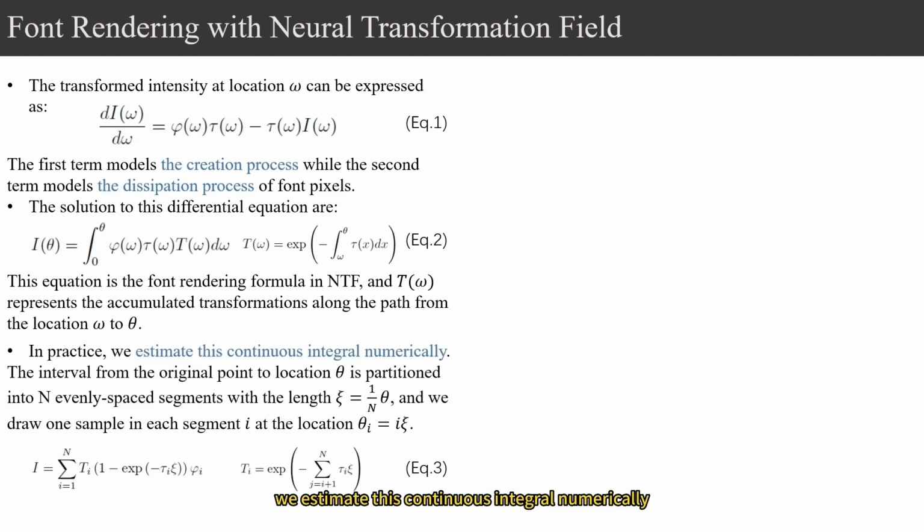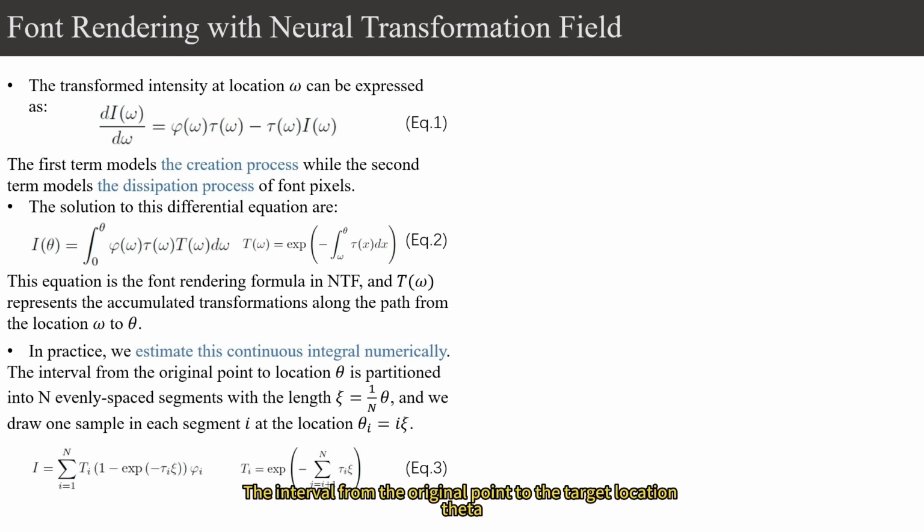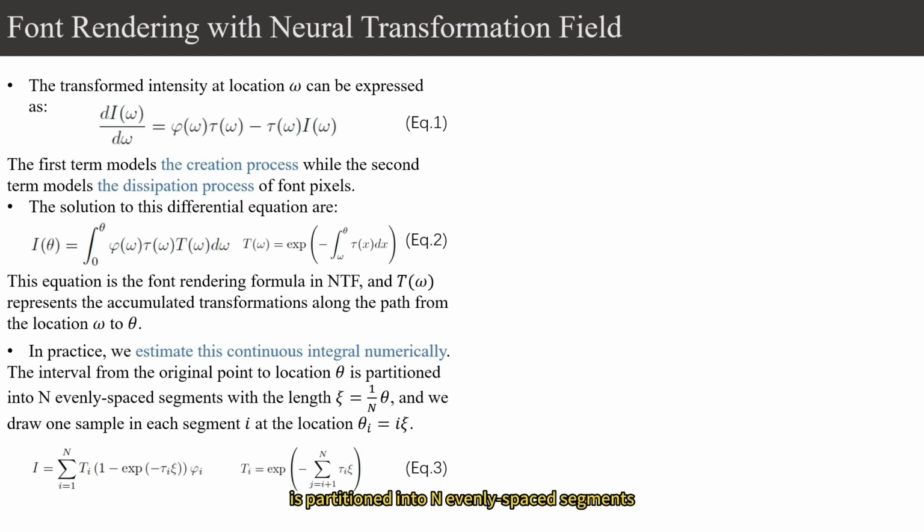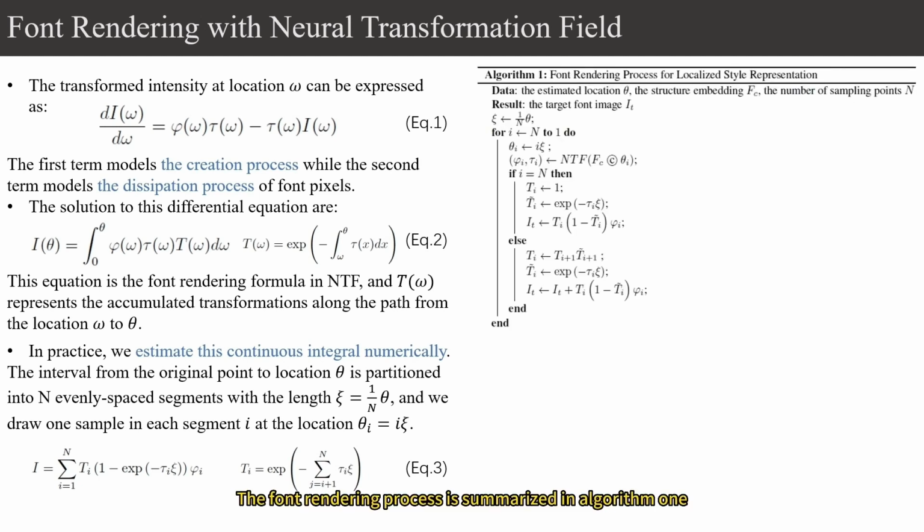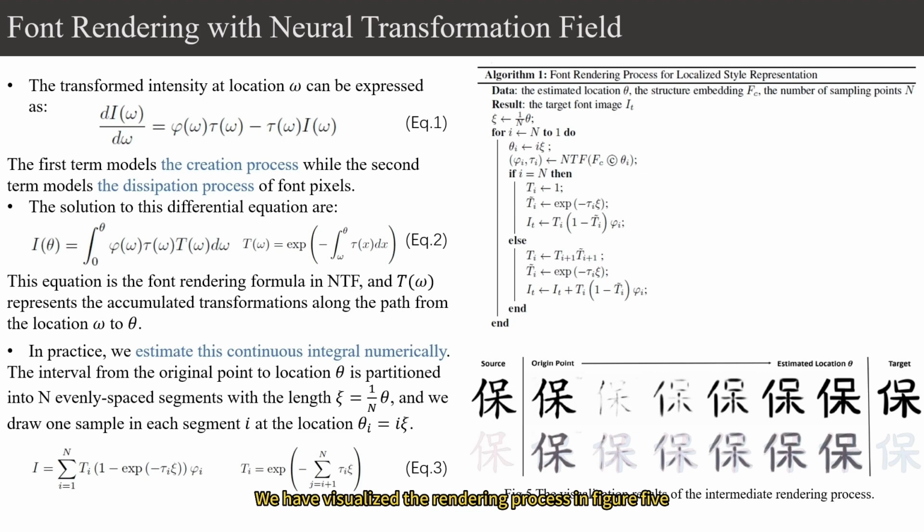In practice, we estimate this continuous integral numerically. The interval from the original point to the target location theta is partitioned into n evenly spaced segments, and we draw one sample in each segment. Based on this sampling method, the font rendering equation can be approximated by equation 3. The font rendering process is summarized in algorithm 1, which can be found in appendix. We have visualized the rendering process in Figure 5.